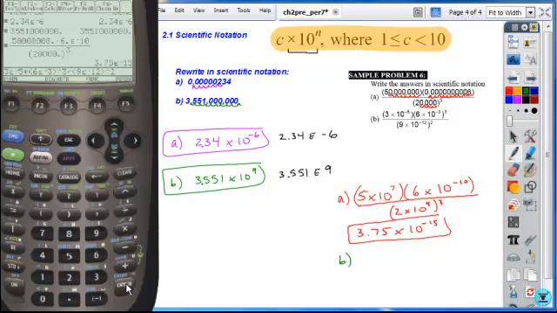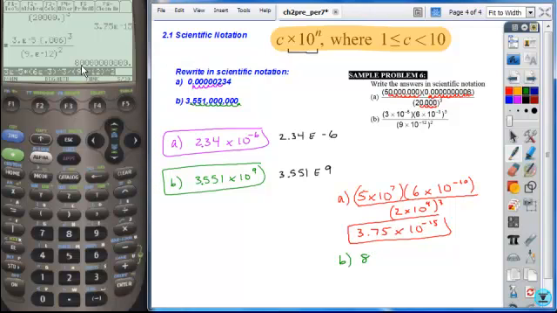Once I enter everything, I can calculate it. It gives me my answer. Here I have 8 times 10 to the power of, and just count how far to the right I need to move my decimal. So 1, 2, 3, 4, 5, 6, 7, 8, 9, 10 places to the right to get my solution.